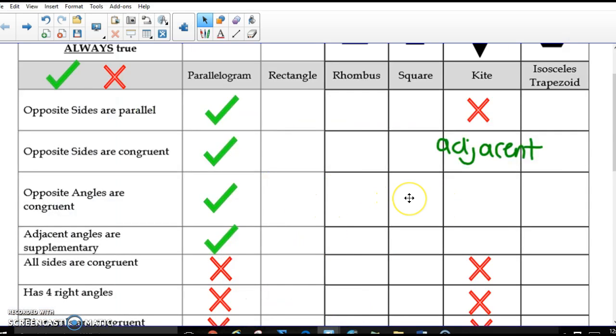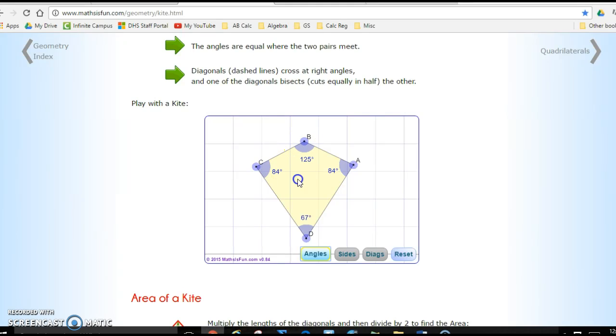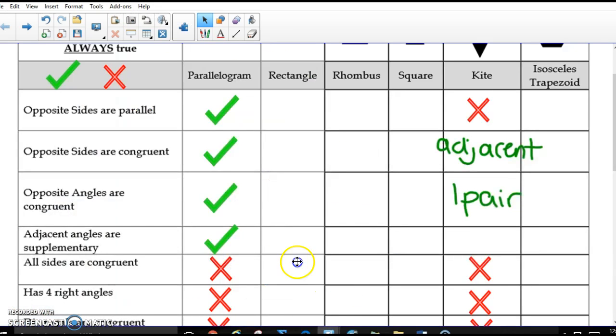So where it says opposite angles are congruent, again I'm going to say one pair. Where it says adjacent angles are supplementary. Well, you know what? I haven't checked that out yet. Did that seem to be true? These two don't add to 180. Do these two? No, they don't. If it's not true in one, then it's not going to be true in all the rest. It might be true in one of the rest, but not all the rest. So right here, I'm going to put an X.